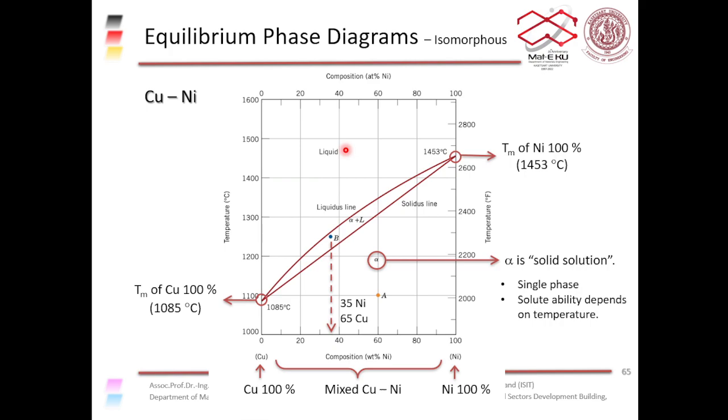And the same thing happens when you cool it down. When you cool down from liquid metal, it will start to solidify at the temperature of the liquidus line for that composition. For example, for 35% nickel and 65% copper, it will start to solidify here if you cool it down from high temperature. So it will start to solidify at about 1270 degrees Celsius, and it will completely turn into solid at about 1210-20 degrees Celsius. So there's a range of temperature where you can find both liquid and solid together.